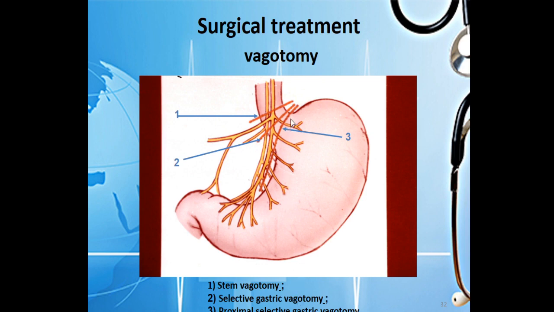In this case, the direction of the incision is a little lower than for stem vagotomy. We preserve the branches to the liver, to the pancreas, to the pelvis minor. In this case, we minimize extragastric complications. From the gastric side, it's the same as stem vagotomy.